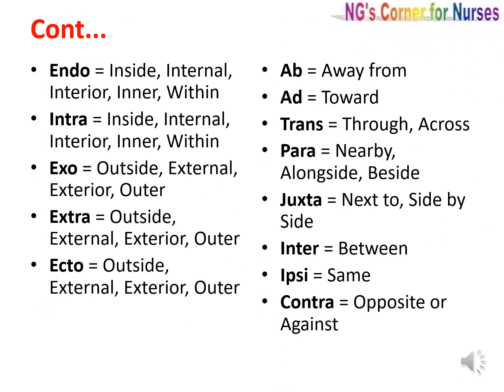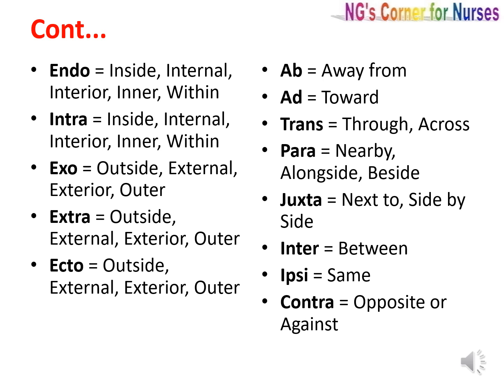Next, coming to the prefix endo. Endo means inside or internal. As example, we can say endometrium, that is the innermost lining of the uterus. Next is intra. Intra also means inside or internal or inner or within. As example, we can say intracellular, that means within the cell.